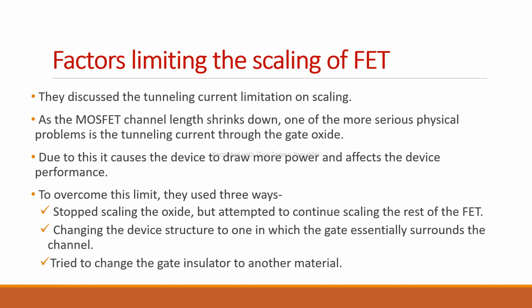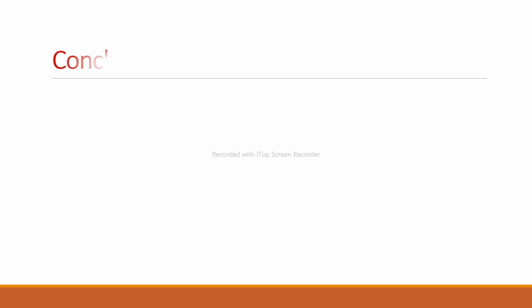The second way was to change the device structure to one in which the gate essentially surrounds the channel. Means the gate will be surrounding the channel, and the overall structure can be changed. And the third way was to change the gate insulator to another material. So these were the two major factors: one was the leakage current, and second was the tunneling current, which limit the scaling of MOSFET. Now I'll invite Sagar to conclude all these.